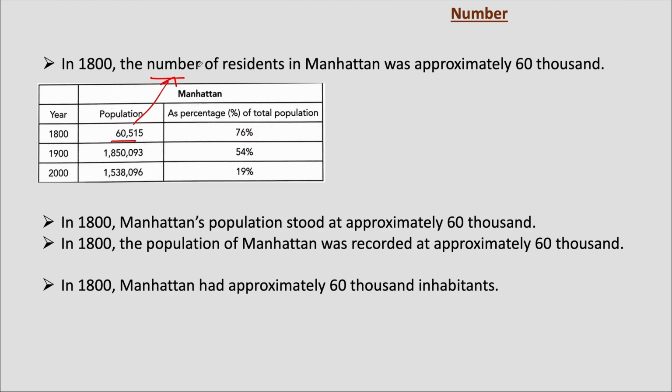So instead of writing the number of residents in Manhattan, we can change the sentence structure and write sentences like Manhattan's population stood at, or it had approximately this many inhabitants or residents. So we don't always need the word number, we use different types of sentences instead.